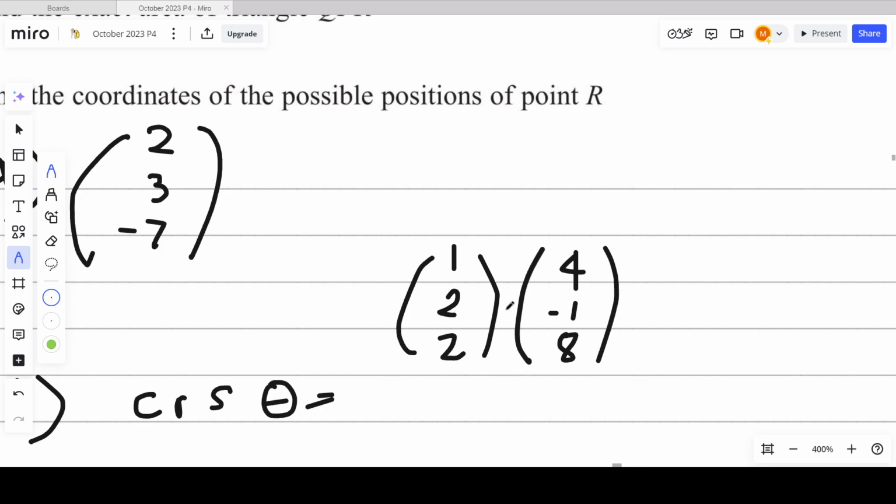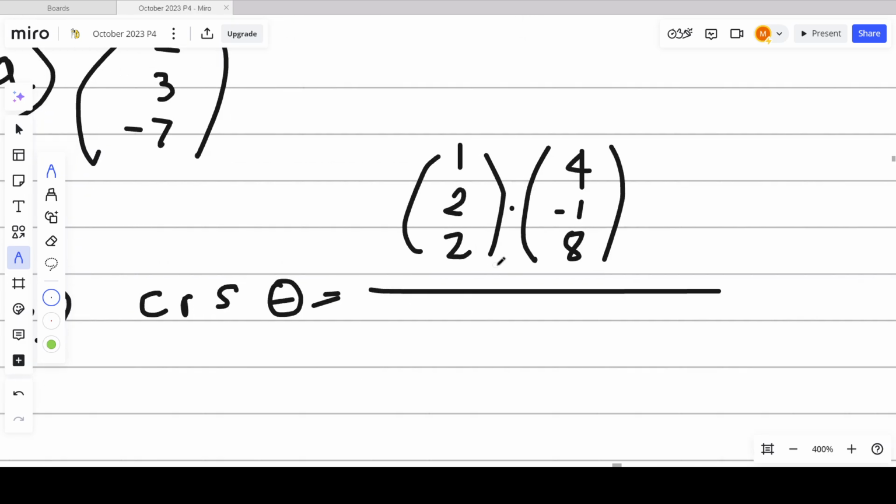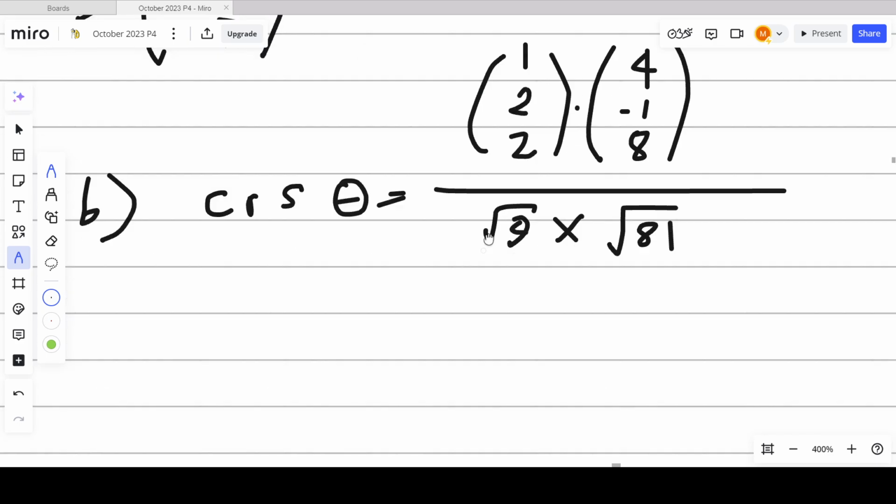So the dot product over the modulus of 1 to 2 is what? The square root of 2 is 2 squared, 2 squared, this is 4, 4, 8, 9, square root of 9. Fine. And the square root of the modulus of the second parameter: this is 16 plus 1, that is 17. 17 plus 64, that is 81. Square root of 81. Fine. Yes, it is 81.